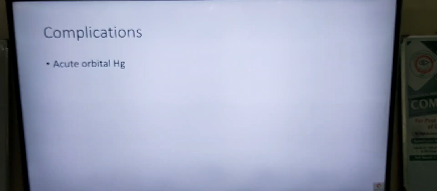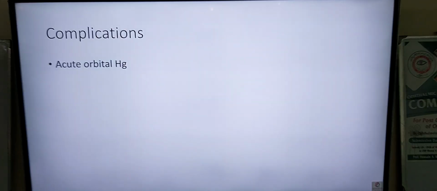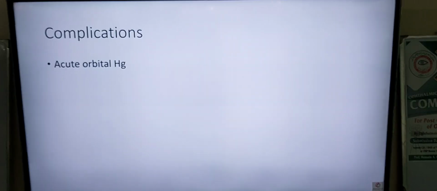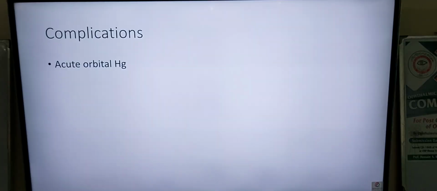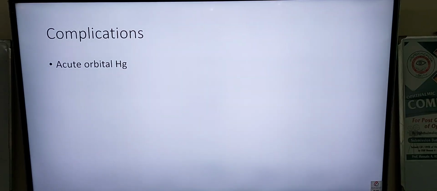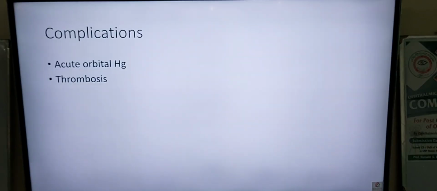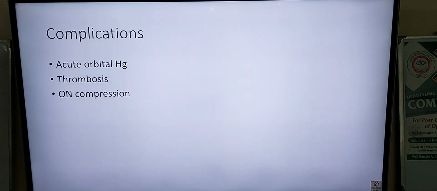Complications. The first complication is acute orbital hemorrhage. Can anyone tell how it will present? There will be painful proptosis with visual loss. Secondly, the varices may become thrombosed. Thirdly, optic nerve compression may occur.